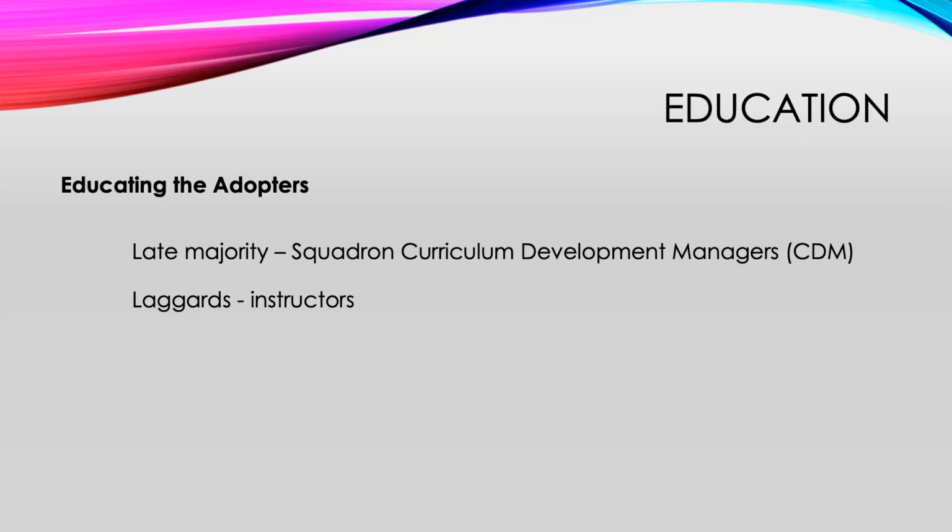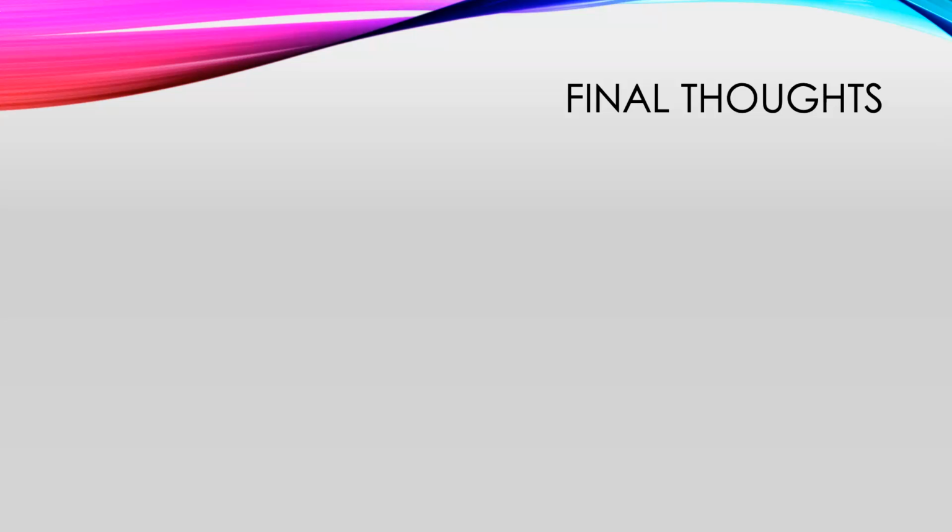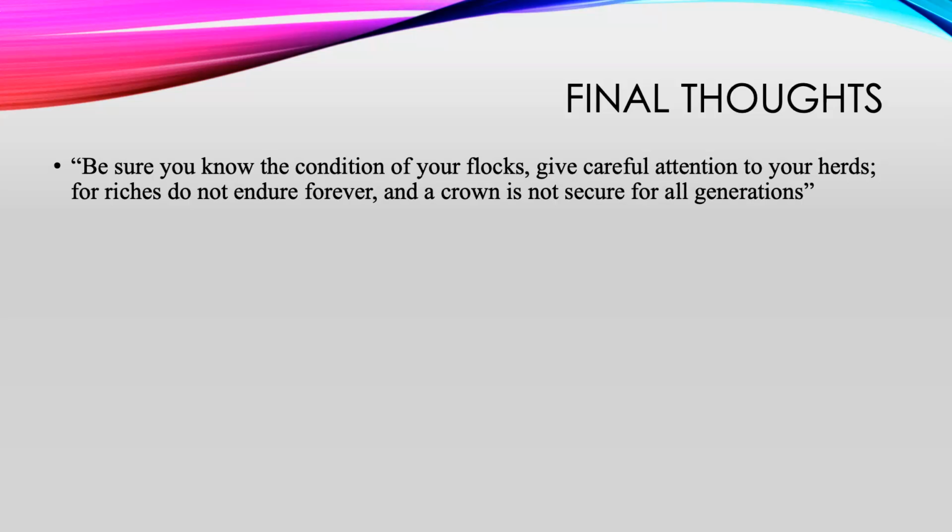Finally, my final thoughts on this topic. One: be sure you know the condition of your flocks. Give careful attention to your herds, for riches do not endure forever, and a crown is not secure for all generations. That's Proverbs 27, verses 23 through 24.